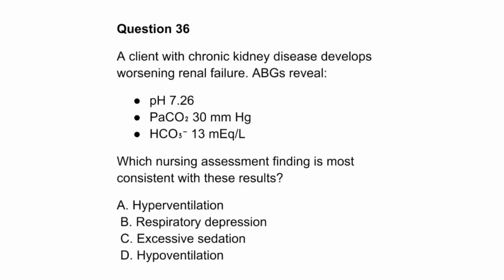Question 36. A client with chronic kidney disease develops worsening renal failure. ABGs reveal. pH 7.26. PaCO2 30 millimeters of mercury. HCO3 13 milliequivalent/L. Which nursing assessment finding is most consistent with these results? A. Hyperventilation. B. Respiratory depression. C. Excessive sedation. D. Hypoventilation.